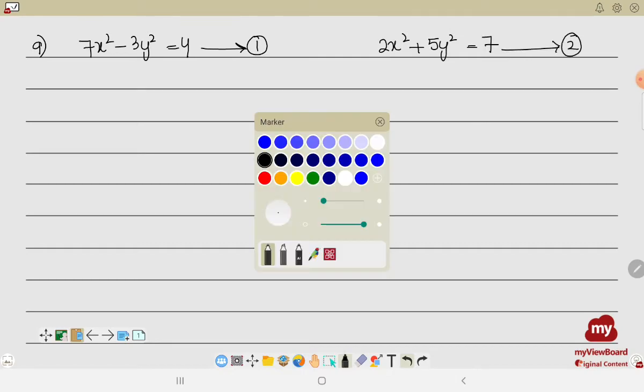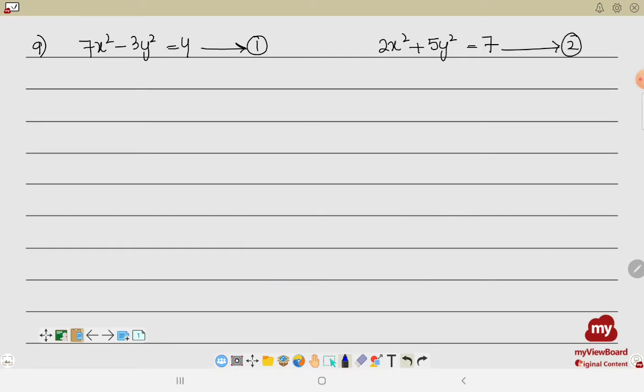Let me write down the question for you. Question number 9: 7x square minus 3y square is equal to 4, and 2x square plus 5y square is equal to 7. Let's give these equations numbers, equation number 1 and equation number 2. If you see, our terms are not the same. Here we have 7x square and here 2x square, then 3y square and 5y square. None of the terms is the same.